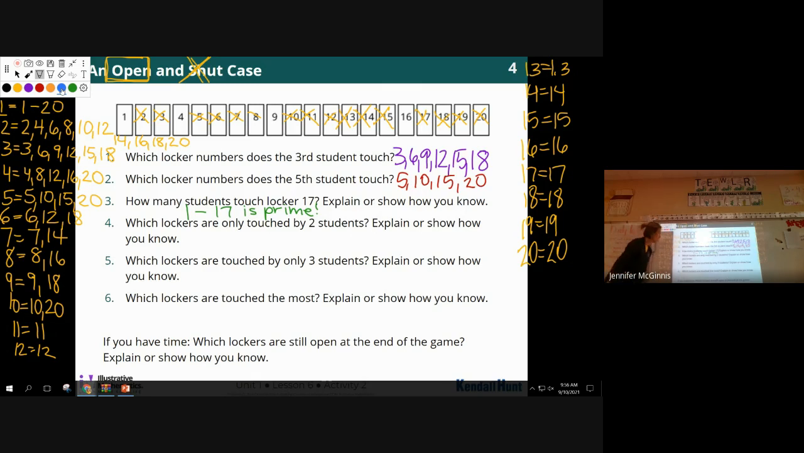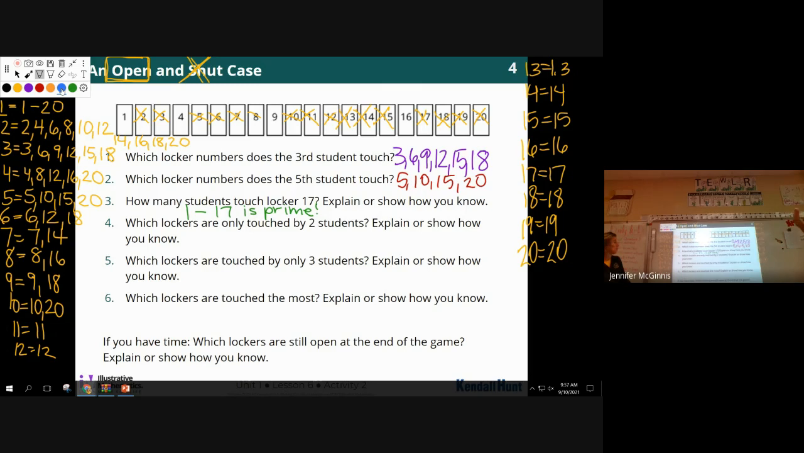Which lockers are only touched by 2 students? Number 10 is only touched by 2 students? Is that what you're saying? Anybody agree that number 10 was only touched by 2 students?